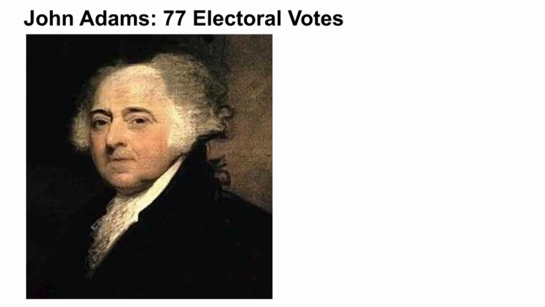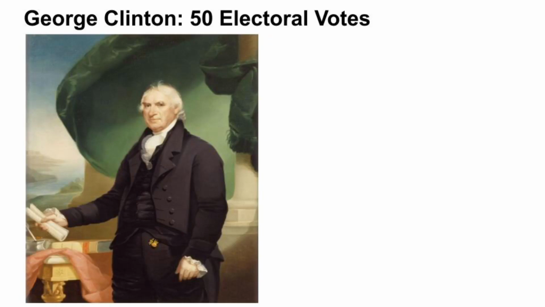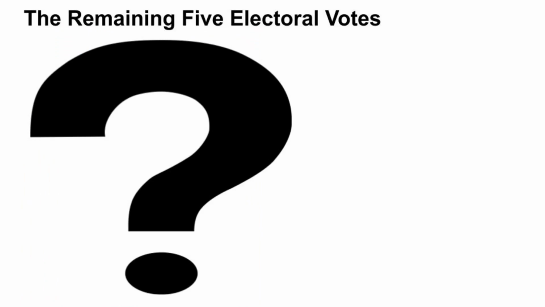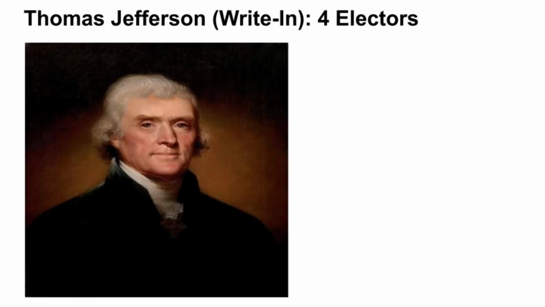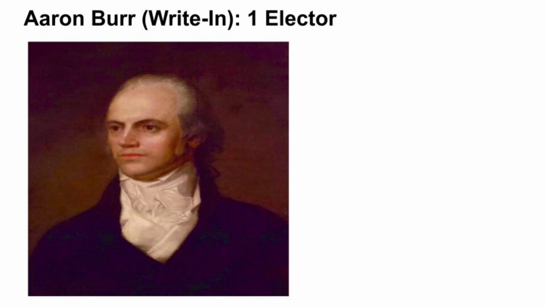Coming in second place, winning a total of 77 electoral votes, was incumbent Vice President John Adams. Coming in third place was George Clinton with 50 electoral votes. The remaining 5 electoral votes went to two people who were not formally candidates in the race, with 4 electors going to Thomas Jefferson and 1 elector going to Aaron Burr, respectively.